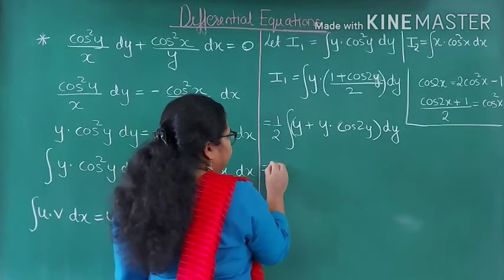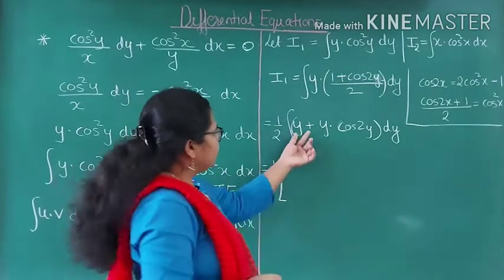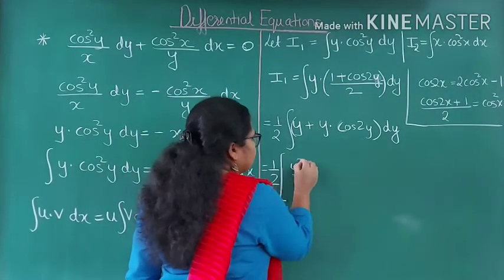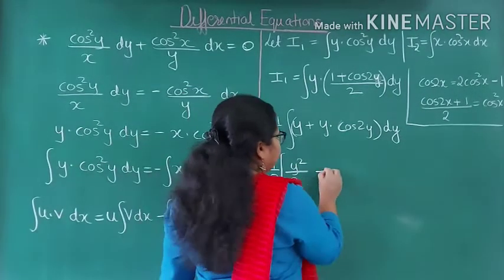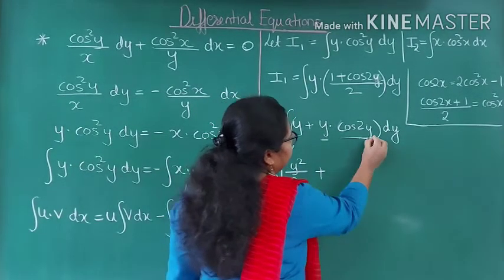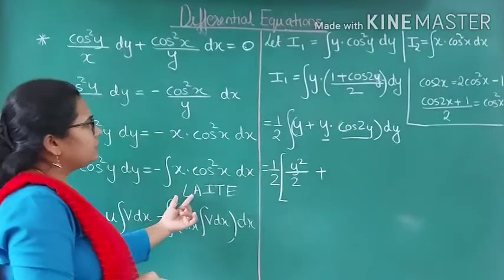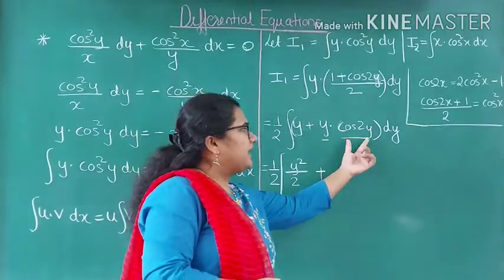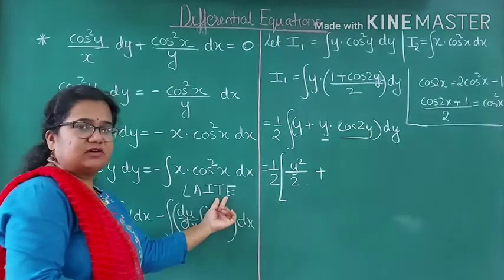Integration of y, please use brackets properly. So 1 by 2. Integration of y is y square upon 2 plus. Now you can see there are two functions. So you have to use this integration by parts. Now which function will be first? This is algebraic and this is trigonometric. What comes first? Algebraic. Trigonometric is in the fourth position.